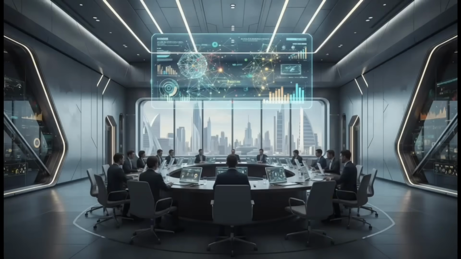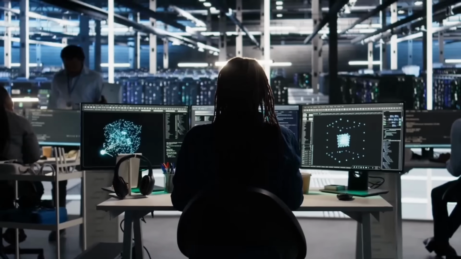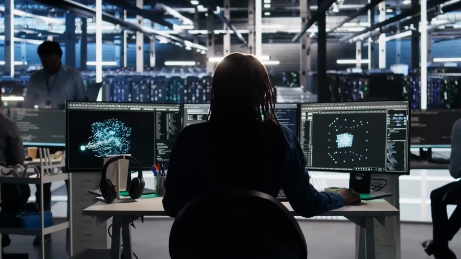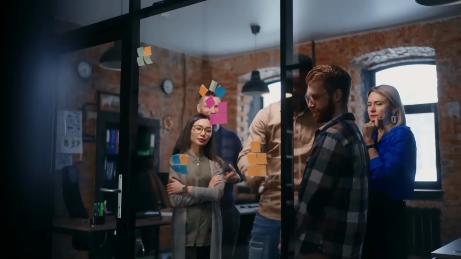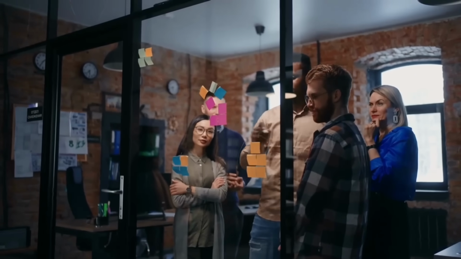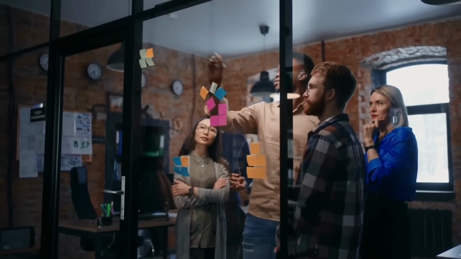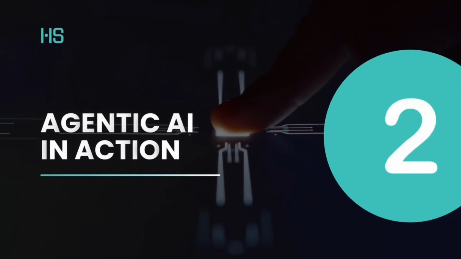And powering all this? Frameworks like LangChain, AutoGen, and CrewAI. They're becoming the backbone for multi-agent orchestration, where AIs plan, talk, and work together. Let's talk about real deployments.